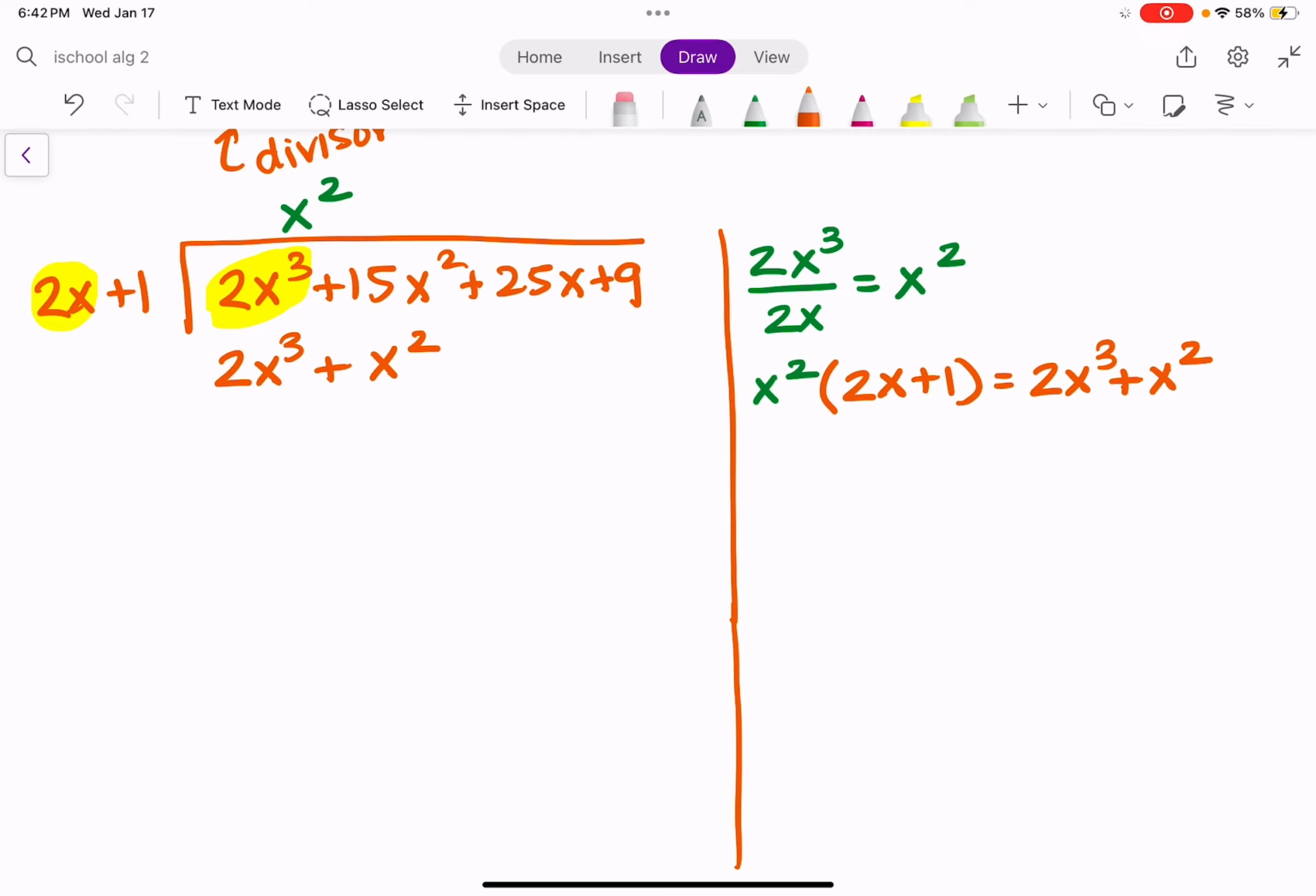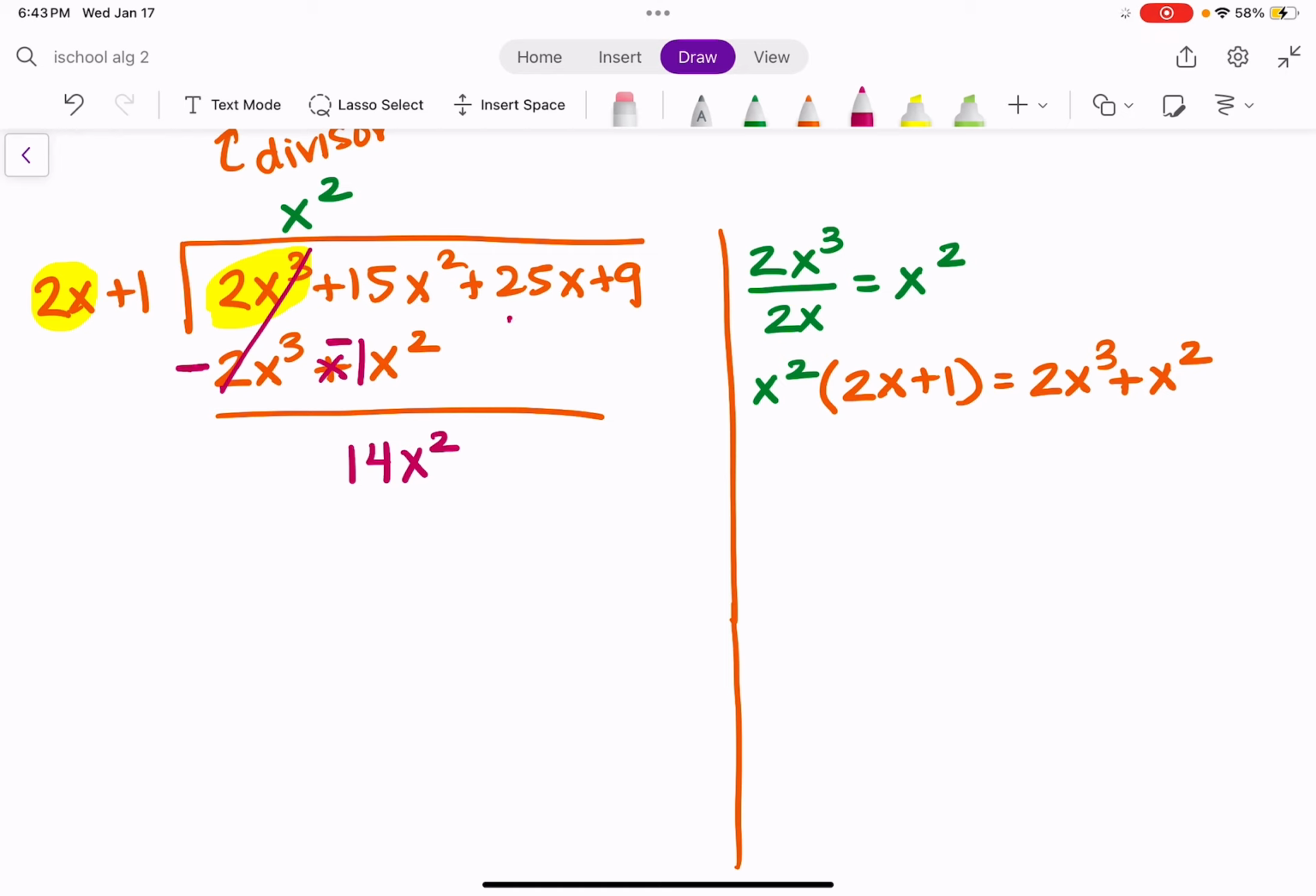Now what we do is we're going to subtract, meaning that we're going to switch these signs. So this becomes a minus and this becomes a minus because it was a plus. Now if you've done this correctly, this term should always cancel out. And then you're going to go downwards. So 15x squared minus 1x squared is 14x squared.